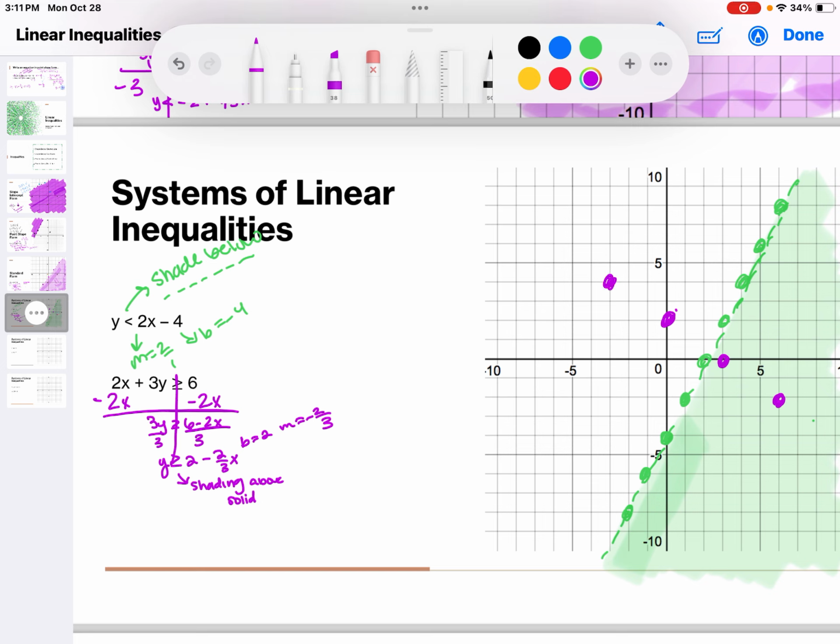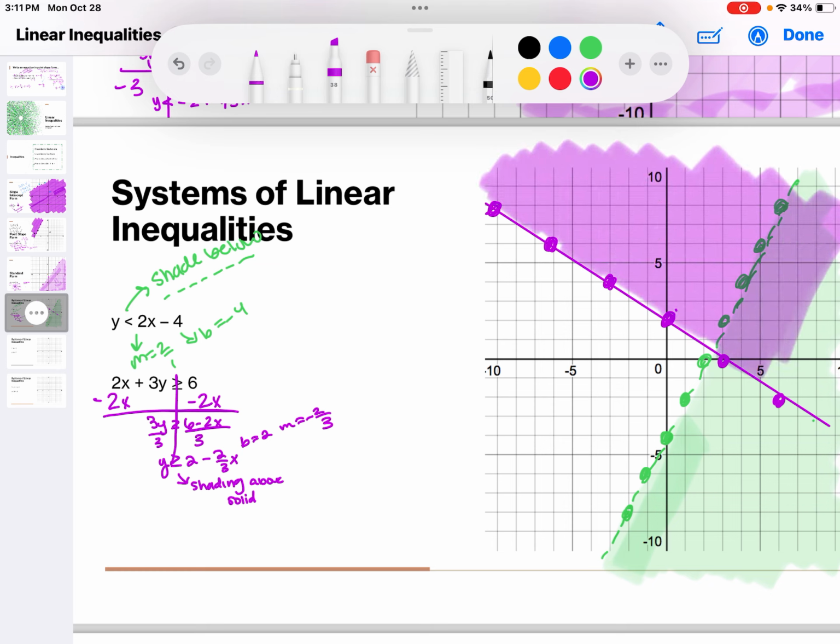If you ever question what direction to go, ask which direction would make a negative or a positive slope. So you're not guessing; you actually have a reason why you're doing it this way. My solid line's a little off, but it's okay. And then we're shading above the line.